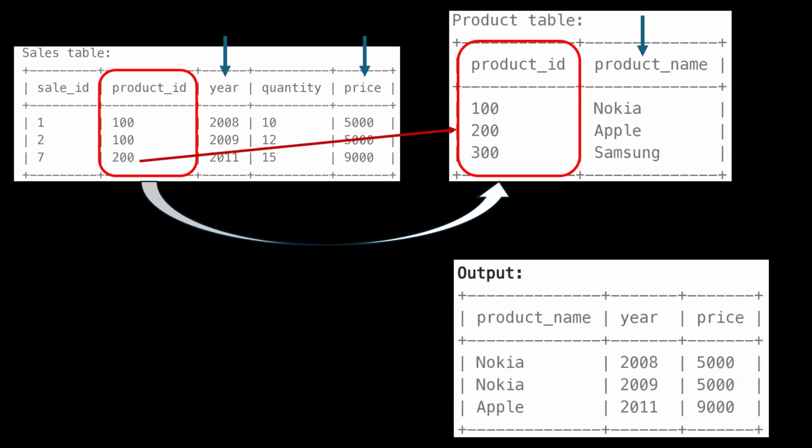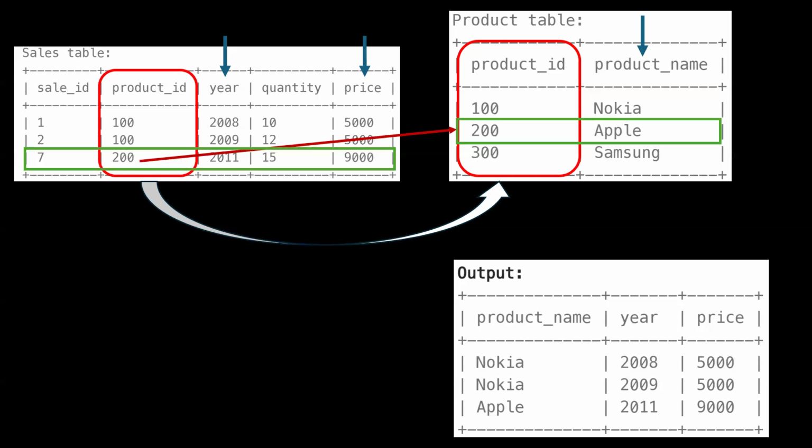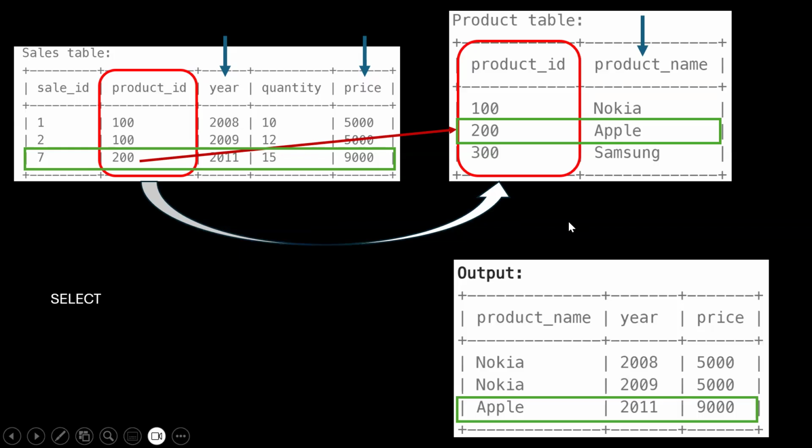No. 200 matching with 200? Yes. So target both the rows from both the tables. What to return? Year, price, product name. See here, wherever matching is happening, year, price, and product name for the matching record. That's all, guys. So all the records we have matched, we have returned. So we have to write the query for this.